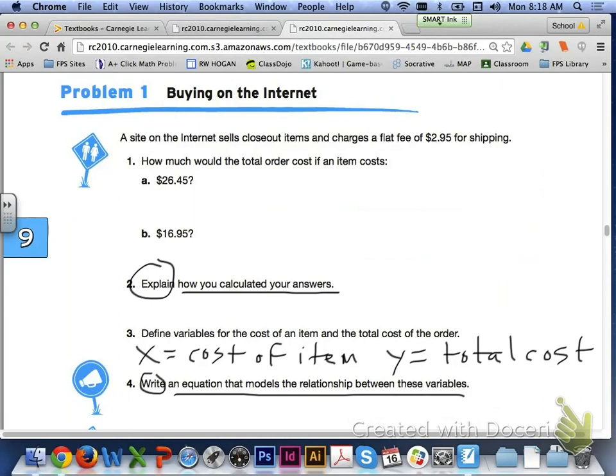$26.45 and $16.95? For number 2, explain how you calculated your answers. Number 3, I'm going to give you the variables. X is going to be the cost of the item, and Y is going to be the total cost, so that we all have the same variables and we can all write the same equation then for number 4. Write an equation that models the relationship between these variables.